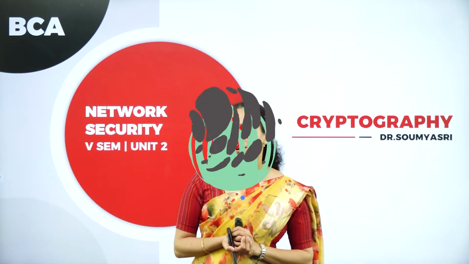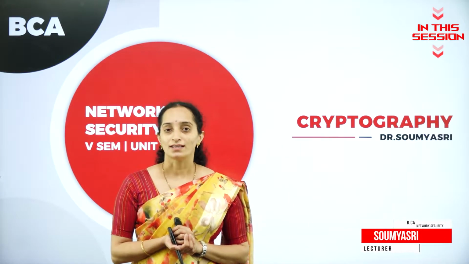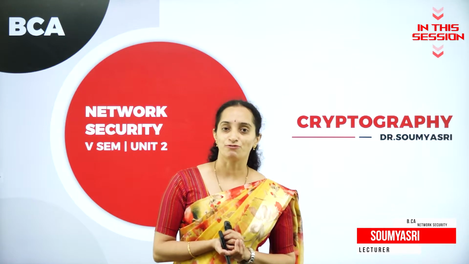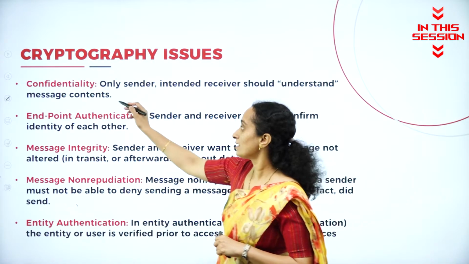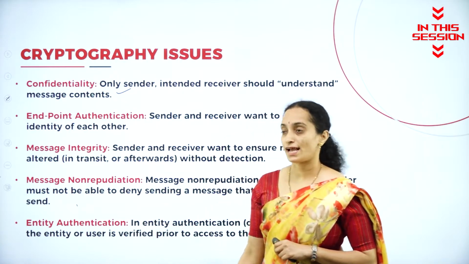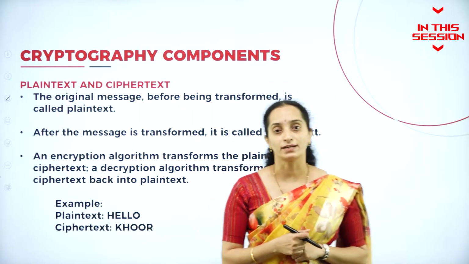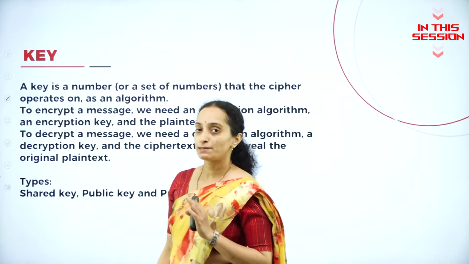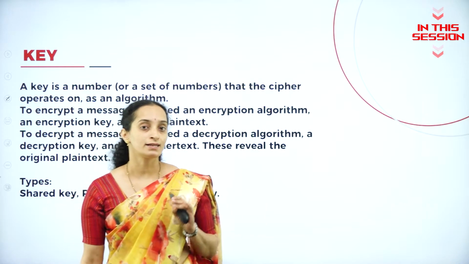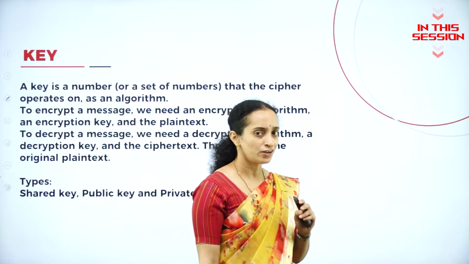Second unit concentrates on the actual implementation of security issues that are connected with cryptography. That is, one is confidentiality. What are the components of cryptography? One is the plain text. Along with this, in cryptography, we need another component, key. Why do you need a key?